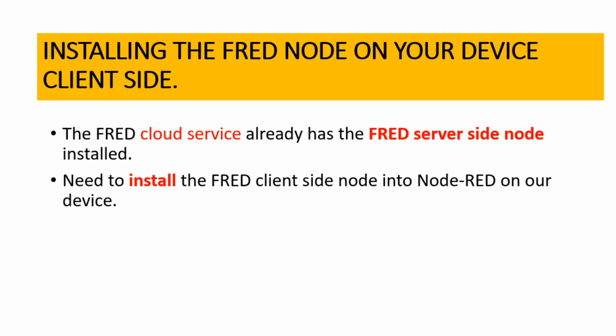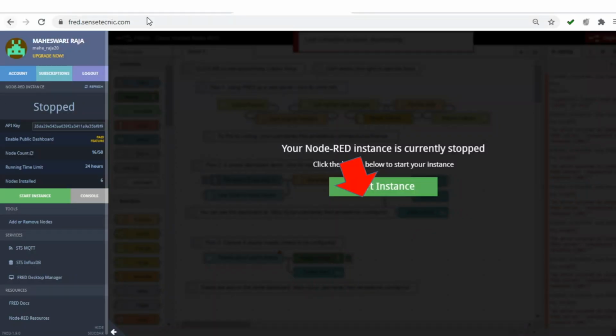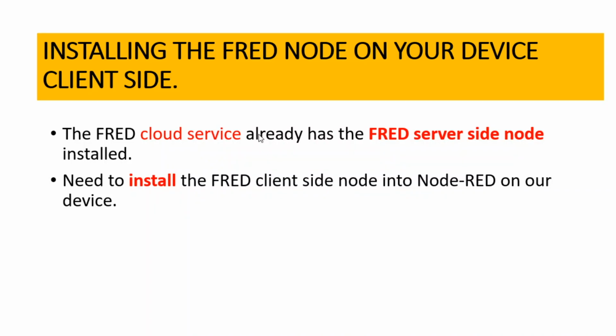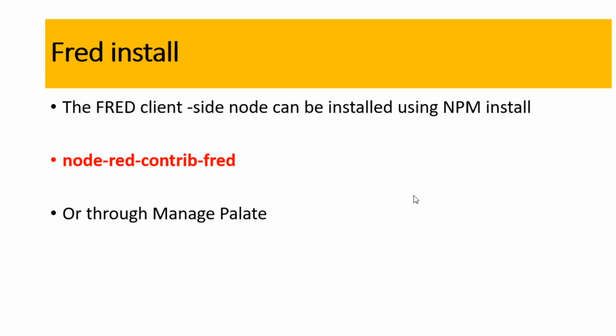Whatever we are doing on our laptop, on your local system, we'll be calling the device client side. The FRED cloud service already has the FRED server side nodes installed. Both FRED in and FRED out are available on the server side, whereas on the client side, that is our local machine, we are supposed to install them. We need not install anything on the server side, on this platform. So we need to install the FRED client side node into Node-RED on our device.